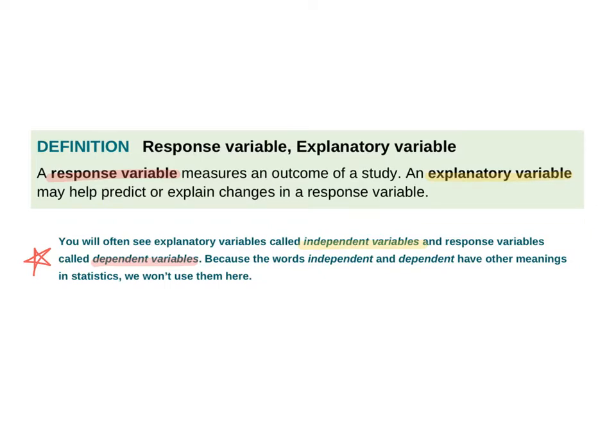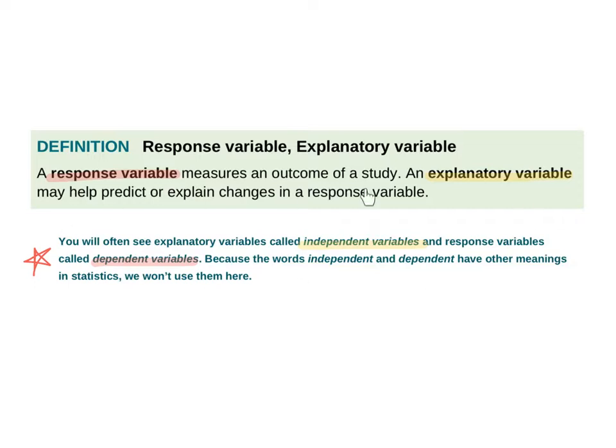So, first is a response variable. That measures an outcome of a study. An explanatory variable may help predict or explain changes in a response variable. So we're going to be talking about quantitative variables here, not categorical. So these are pure data, number things.